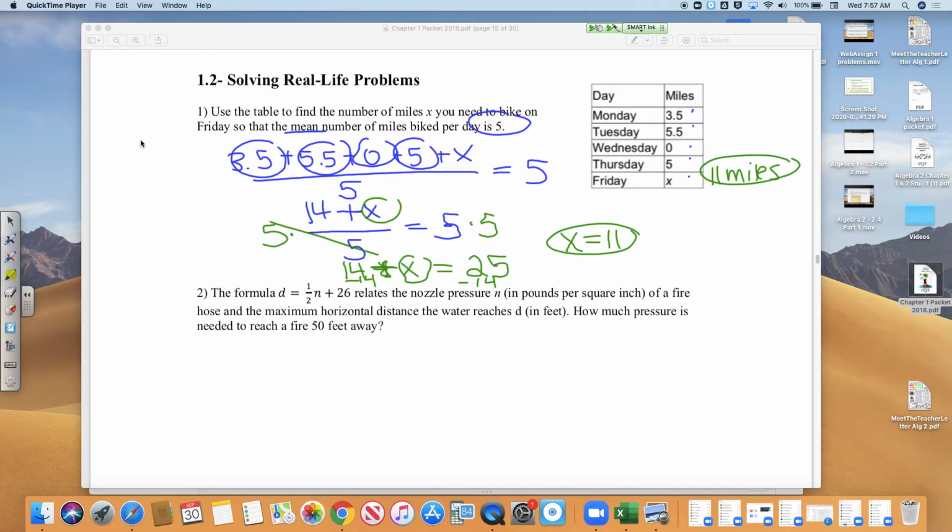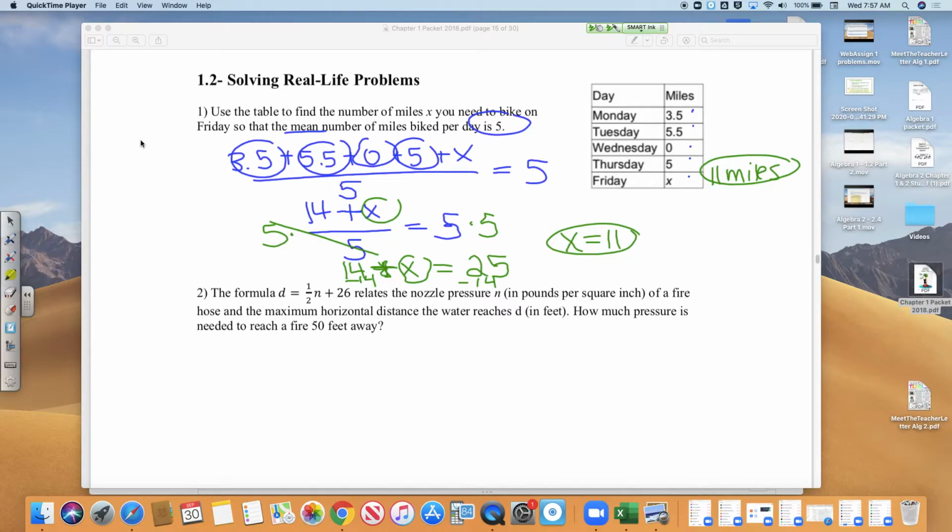Okay, let's go over number 2. The formula D equals 1/2 N plus 26 relates the nozzle pressure N in pounds per square inch of a fire hose and the maximum horizontal distance the water reaches, D, in feet. How much pressure is needed to reach a fire 50 feet away?